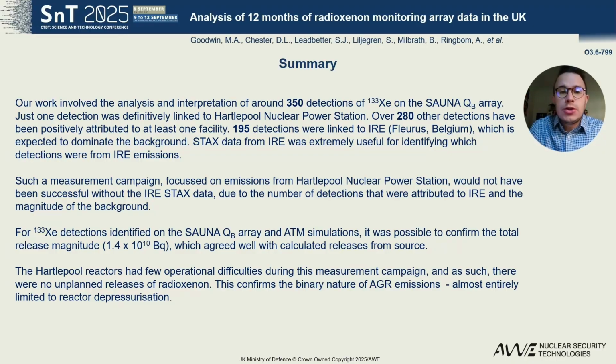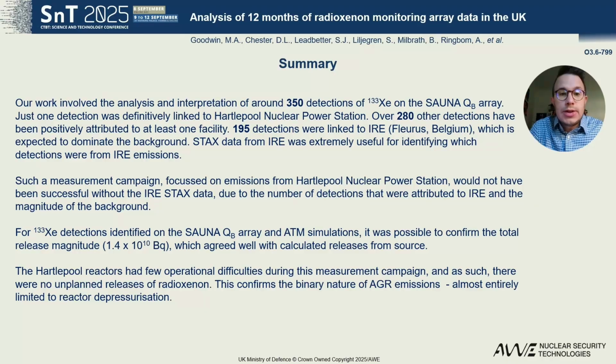Of those, 195 detections were linked to IRE in Fleurus in Belgium. So it is well known that this is a big source in mainland Europe, and it was expected to dominate the background. And the STAX data that was available from IRE was extremely useful in identifying which detections were from IRE emissions. So a measurement campaign such as this, focused on Hartlepool Nuclear Power Station, would not have been successful without this STAX data from IRE, due to the sheer number of detections that we were able to attribute to the background.